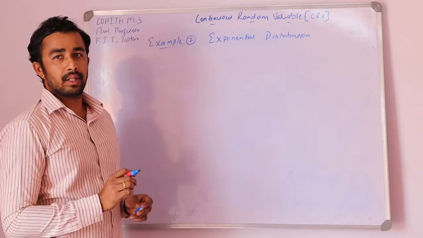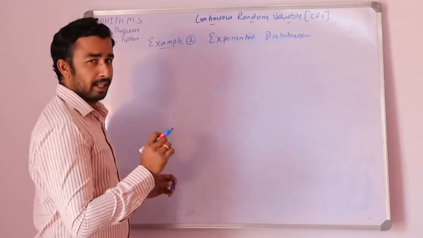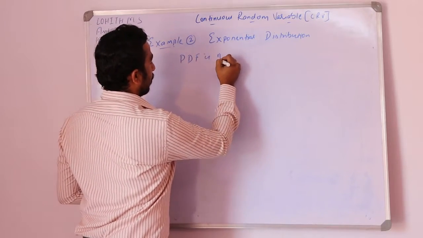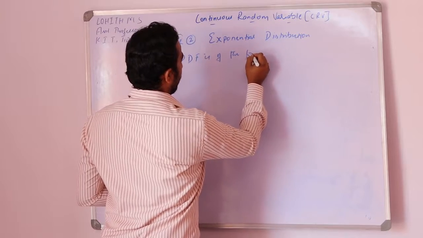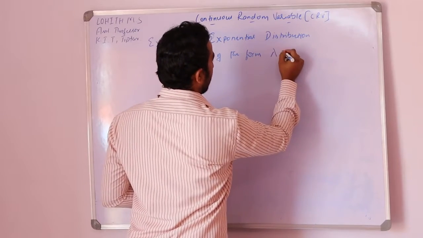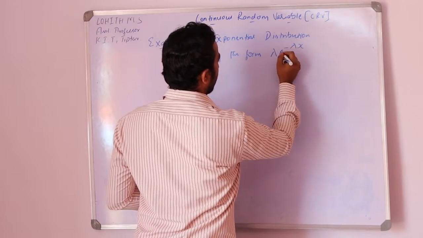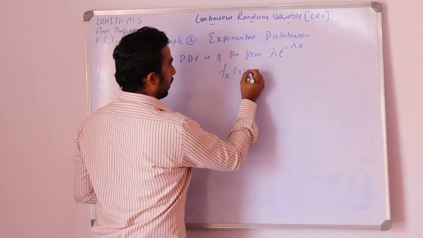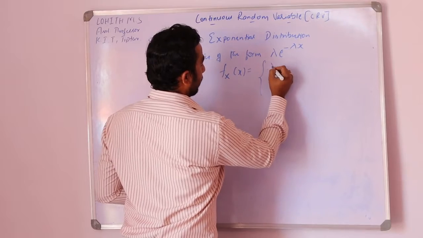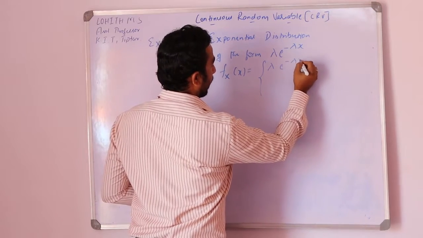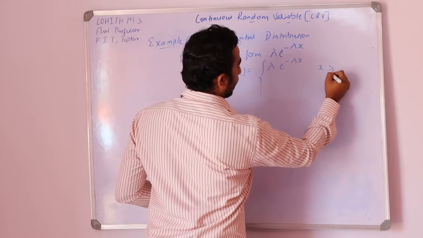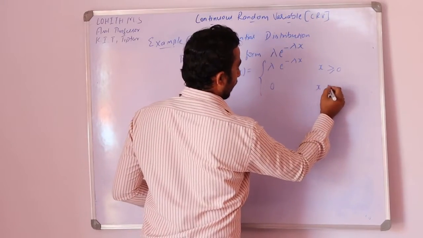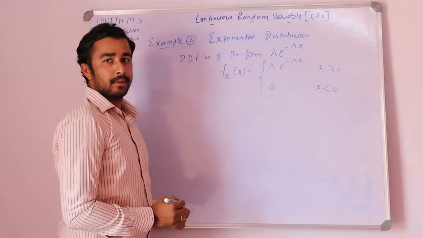A random variable is said to have an exponential distribution if its PDF is of the form lambda e power minus lambda x. So we will write f(x) of x is equal to lambda e power minus lambda x for x greater than or equal to 0, and it is 0 for x less than 0.